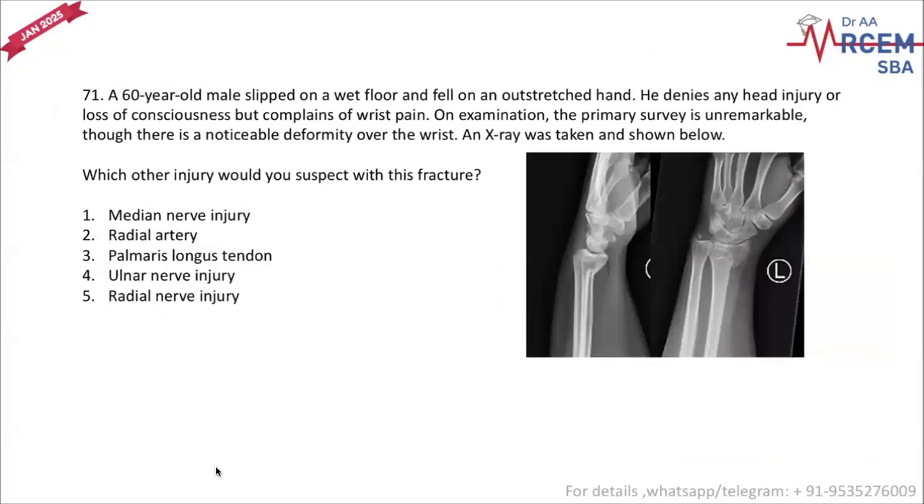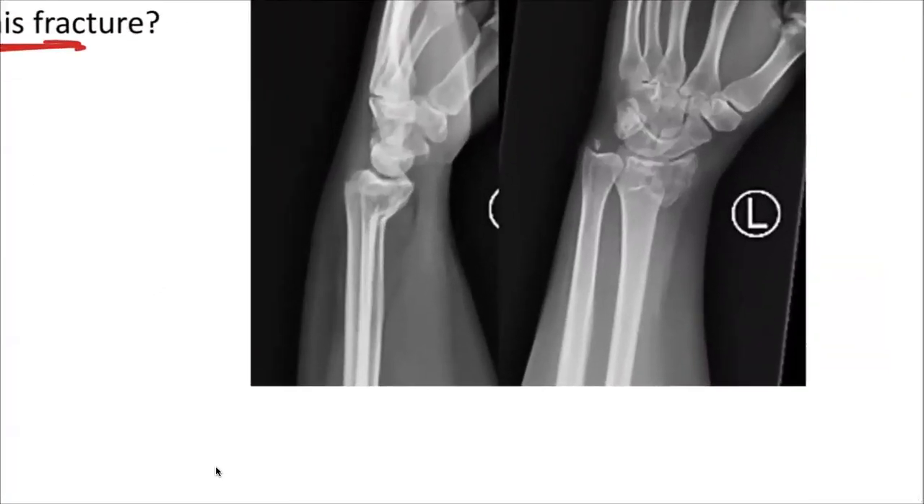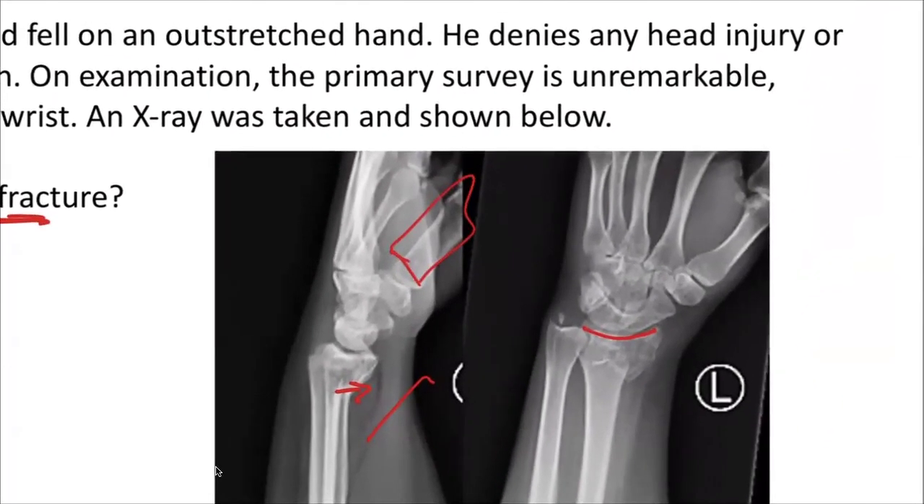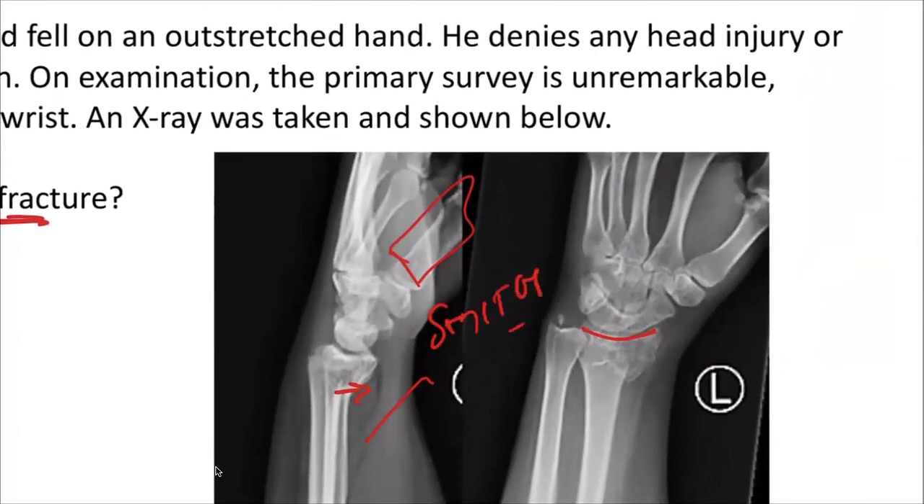Which other injuries are you suspecting with this fracture? Or which neurovascular structure is involved, they're asking. But let us see what the fracture is. Uniform articular surface, so not a Barton fracture. The fracture's edge is deviated ventrally, towards the thumb side. So I'm suspecting a Smith fracture.